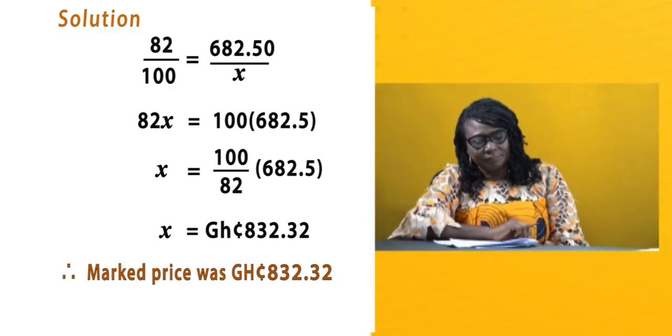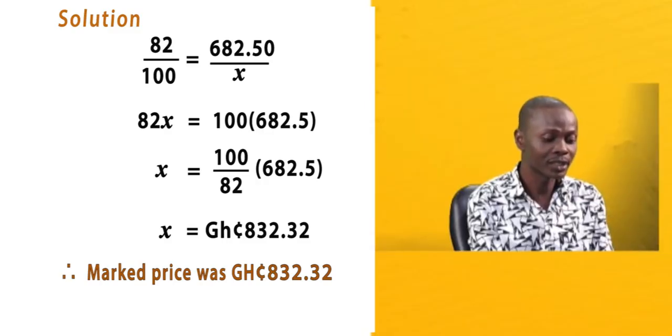This means that because of a discount of 18%, instead of Mr. Osei paying 832 cedis, 32 pesos, he ended up paying 682 cedis, 50 pesos. Hence, our marked price is equal to 832 cedis, 32 pesos.